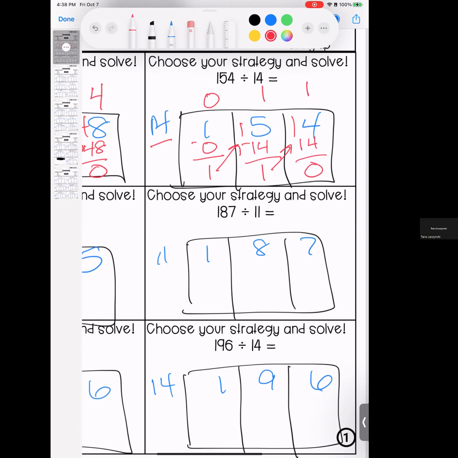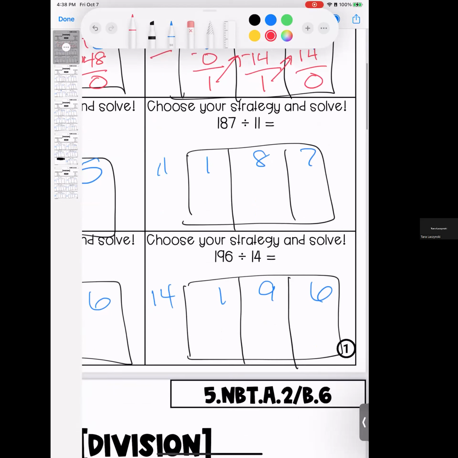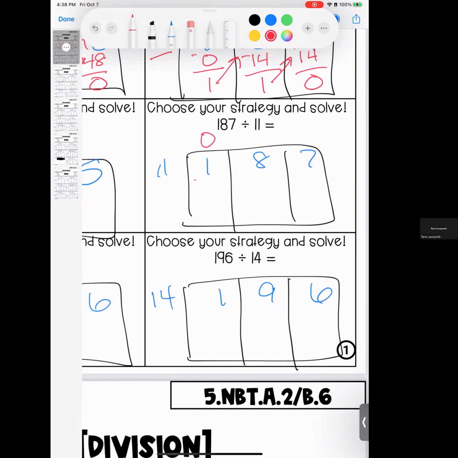If at any point you need to pause this or rewatch this, please do so. 11 does not go into 1. But it does go into 18 one time. 1 times 11 is 11. 18 take away 11 is 7. Bring it next door. 11 goes into 77 7 times exactly, leaving us with no remainder. My answer is 17.